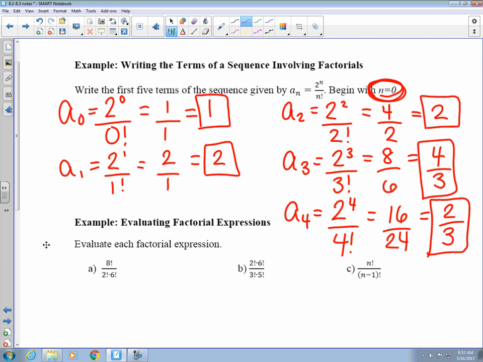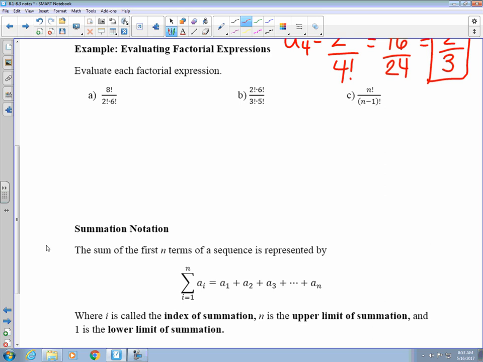The reason I say not to use the calculator is because you're going to have some factorial expressions to simplify or evaluate, like looking at letter C here, that does not involve numbers. So you need to understand what a factorial represents as opposed to how to type it in your calculator. So on A and B, I'm going to write out everything, and then we're going to use those strategies to figure out letter C. On A, we have 8 factorial on top, which is 8 times 7 times 6 times 5 times 4 times 3 times 2 times 1.